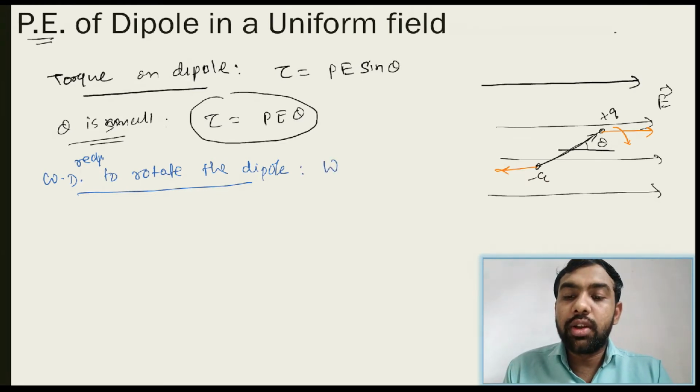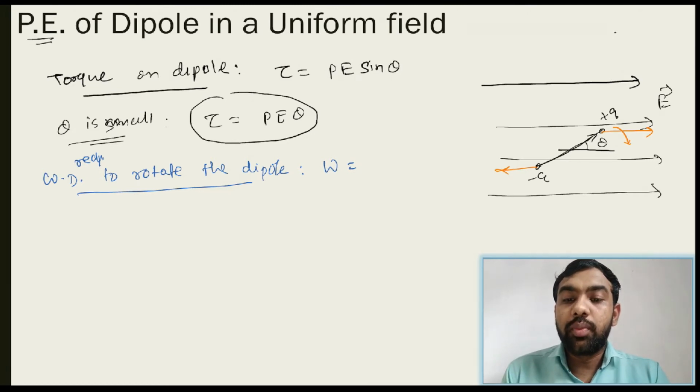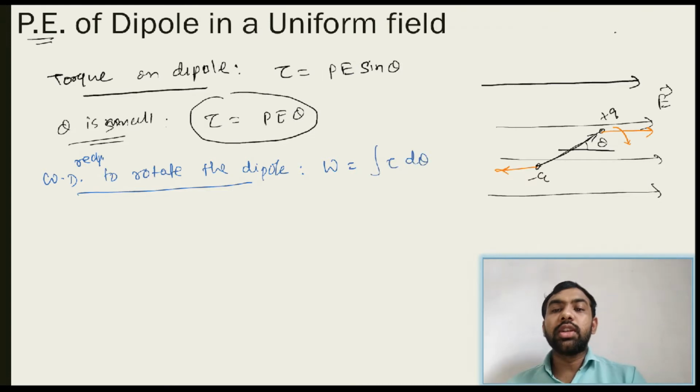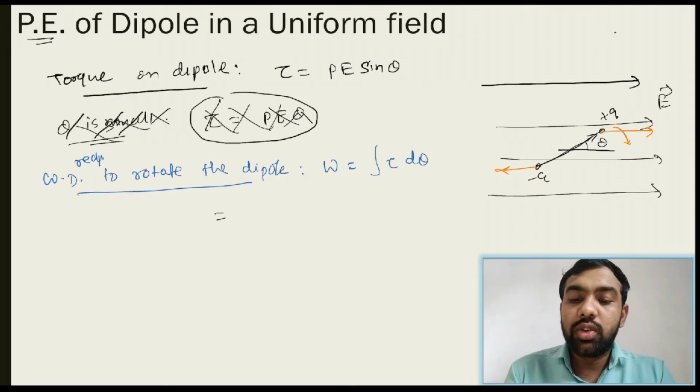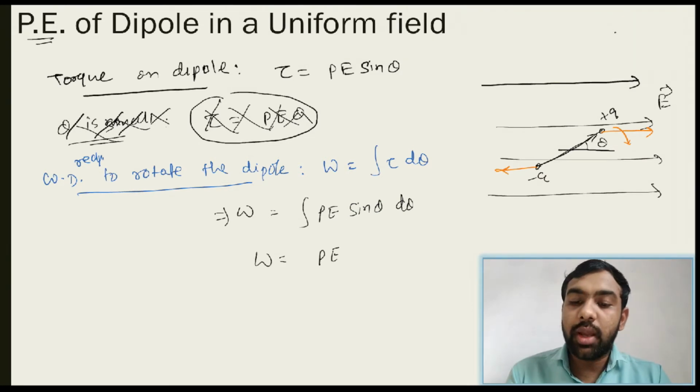Then simple, work done is equal to what? Work done is equal to integration tau d theta. Okay, so what is work done? W is equal to integration P E sin theta into d theta. So W is equal to P E. What is the integration of sin theta? Minus cos theta. So minus cos theta.